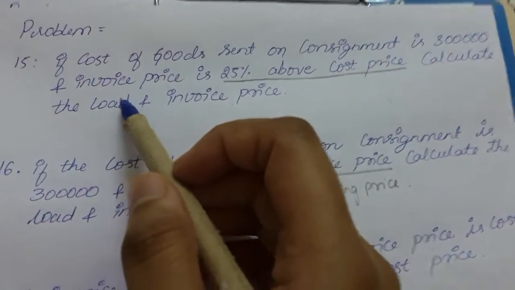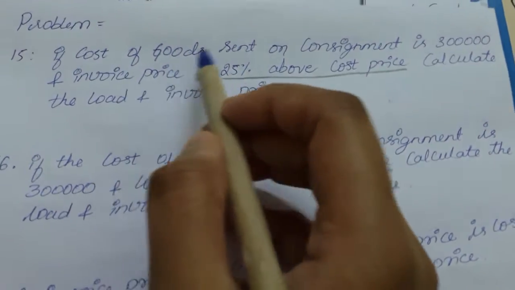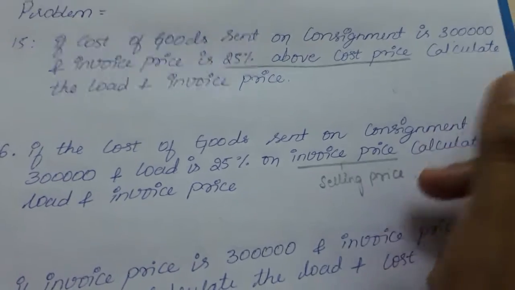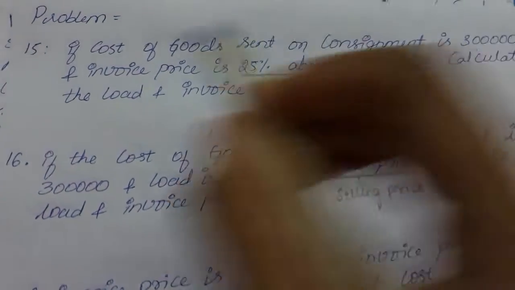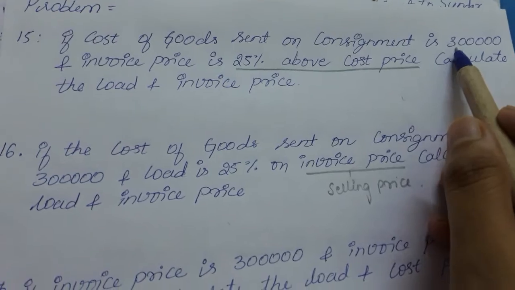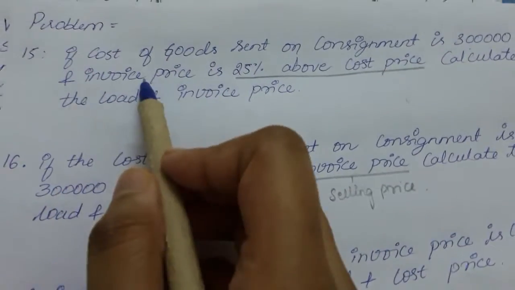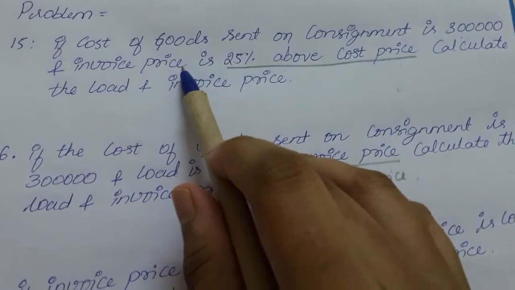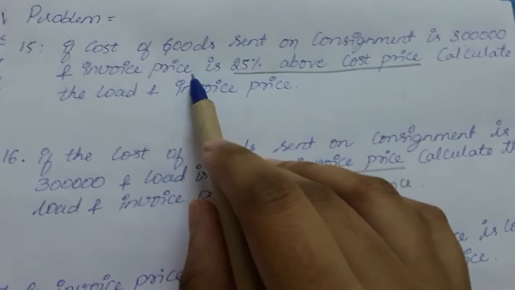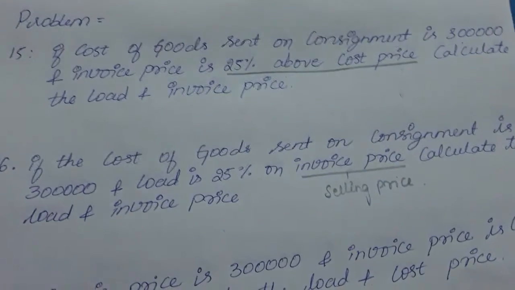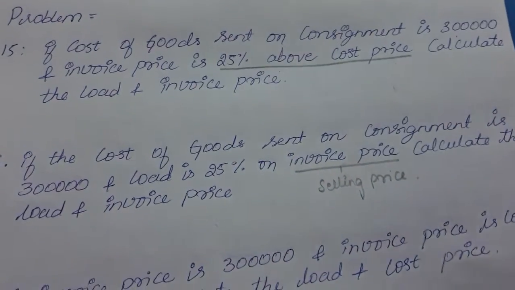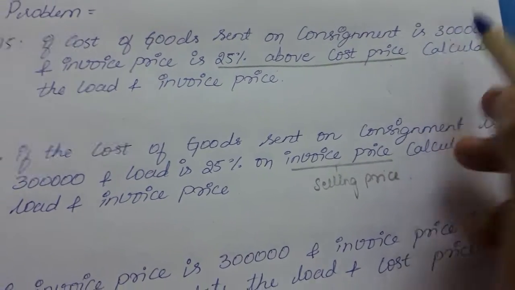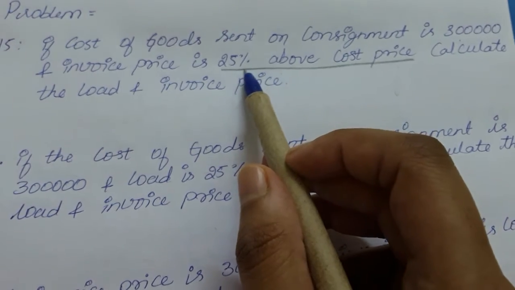Done. So the first problem is like this. If the cost of goods sent on consignment is 3 lakh, so here person X is sending goods at a cost of 3 lakh, and the invoice price is 25% above cost price. Invoice price means the pro forma price, that is the price of the goods being sent to the consignee. What is he sending? He is sending at 25% above cost. Cost is 3 lakh rupees.